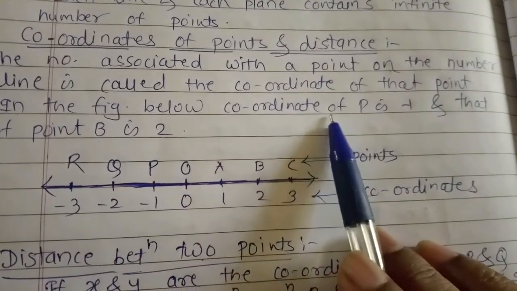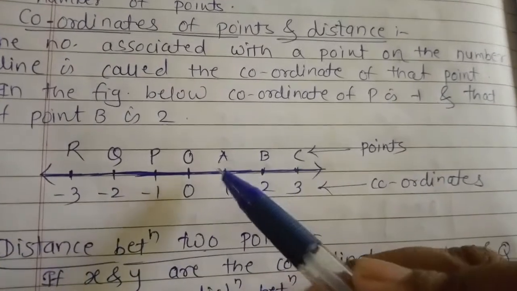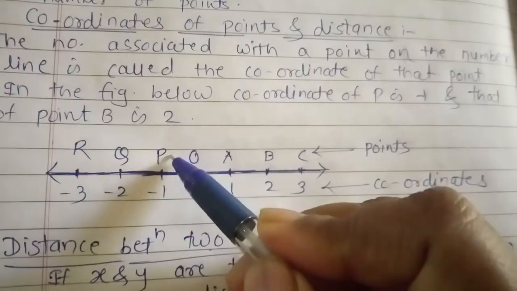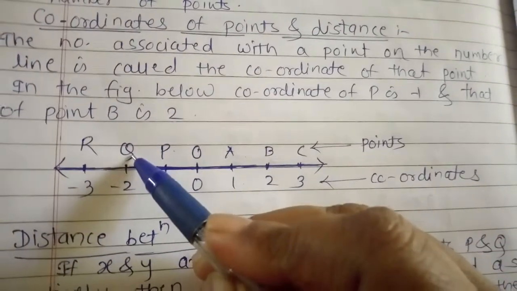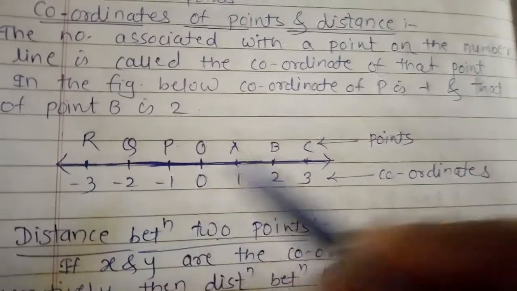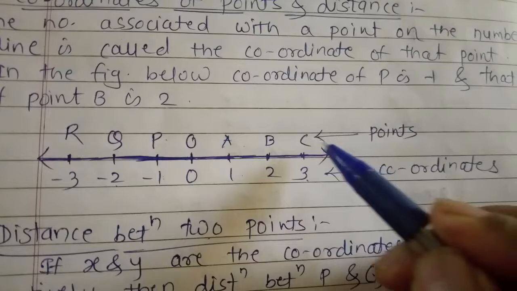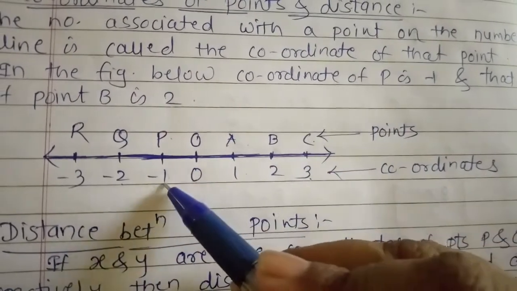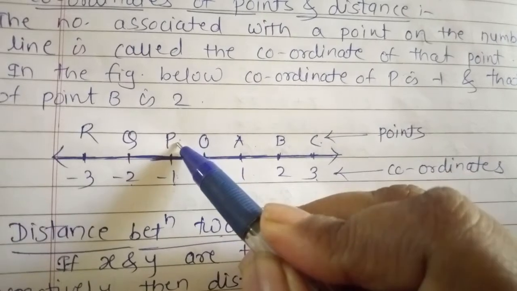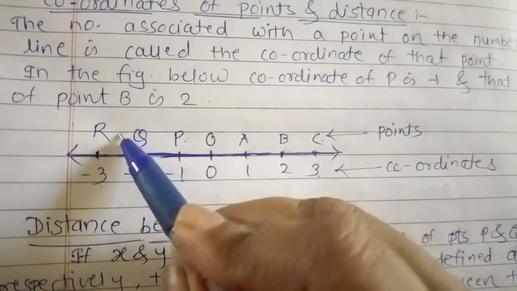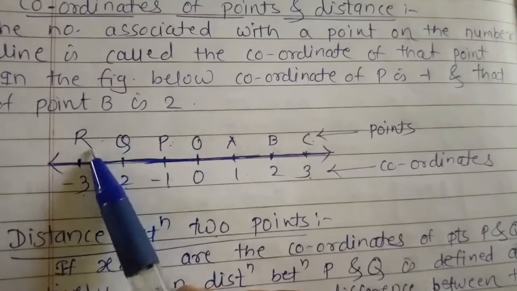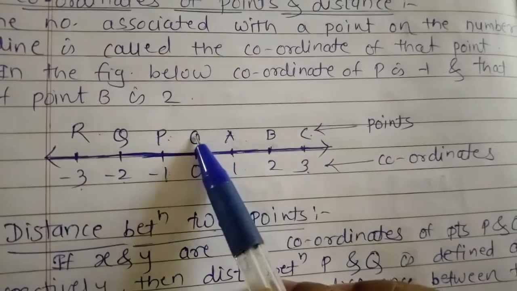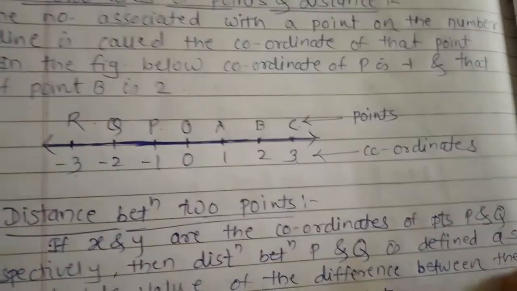And in the figure below, see here which is the point and which are the coordinates. The coordinate of A is 1, coordinate of P is -1, coordinate of Q is -2. Similarly 3 is the coordinate of the point C. We can read it like this: -1 is the coordinate of point P, -3 is the coordinate of point R. So in short, these letters represent the points, and the numbers associated with these points are nothing but the coordinates.